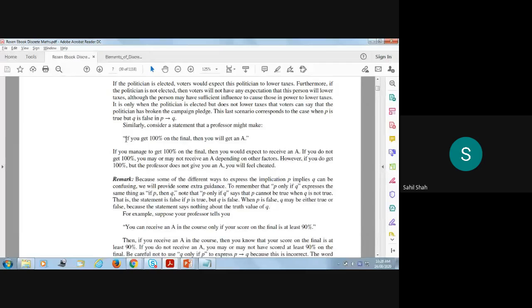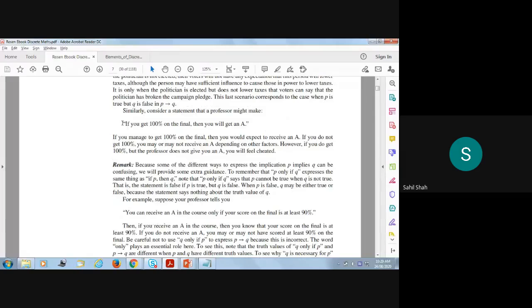Similarly, if you get 100% on the final, then you will get an A. It will be fictitious to say you're getting 100%. Okay, that could happen in discrete mathematics. But let us say if you're getting more than 66% in the final examination, then you are going to get a distinction. If more than 66% is scored, then and only then will you be eligible for getting a distinction. If something happens, then the other will happen.